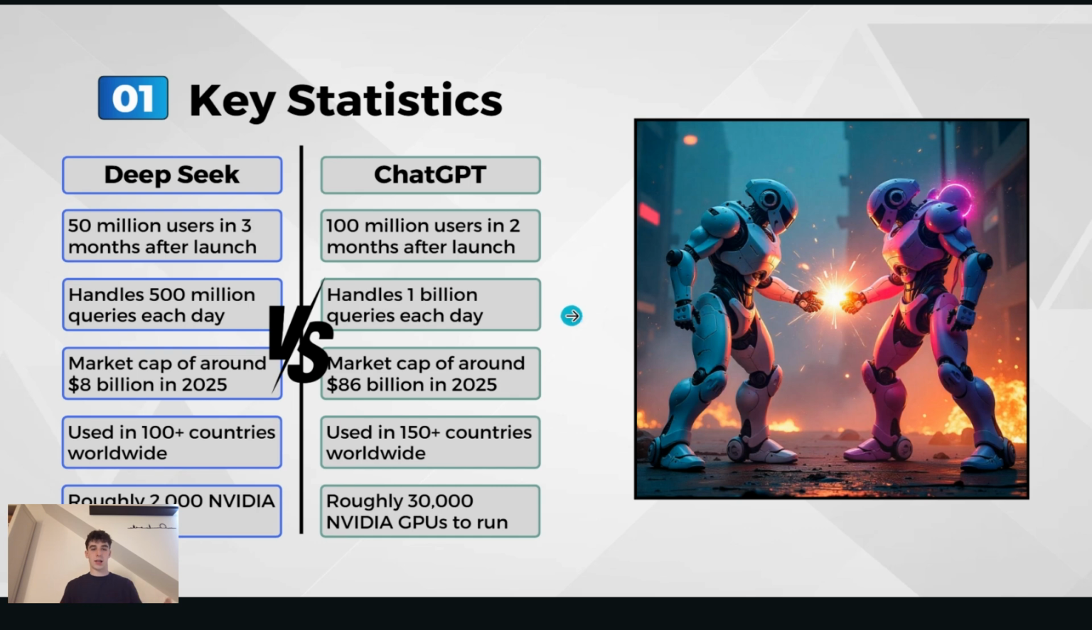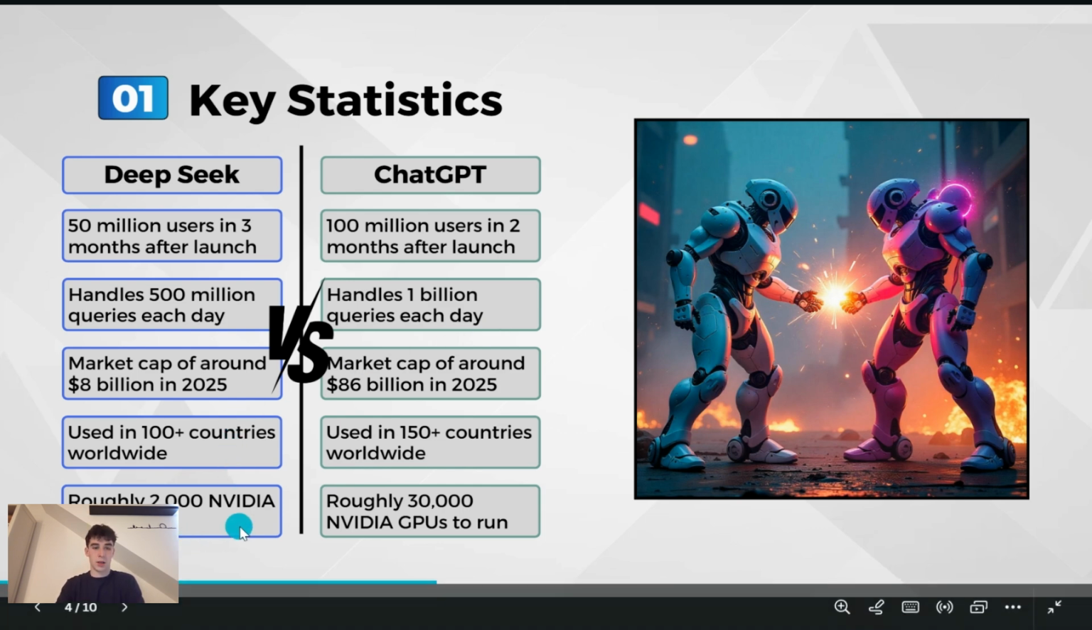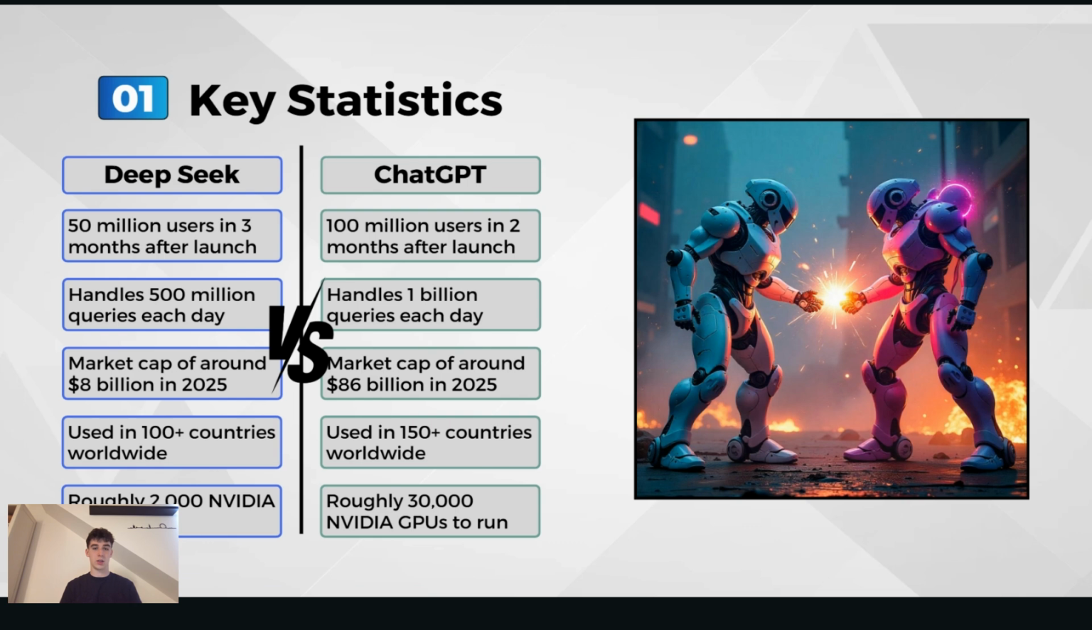Obviously, you'd expect ChatGPT to handle more queries each day, to have a larger market cap, to be used in more countries, etc. However, the thing that really stands out is the GPU usage by NVIDIA. 30,000 to 2,000 NVIDIA GPUs. I can't guarantee that all of the GPUs were NVIDIA, but primarily sourced from NVIDIA. And the reason why this is important is because the fewer GPUs the company uses to create these chatbots will mean the programs can run more efficiently and faster, hence the faster response times.